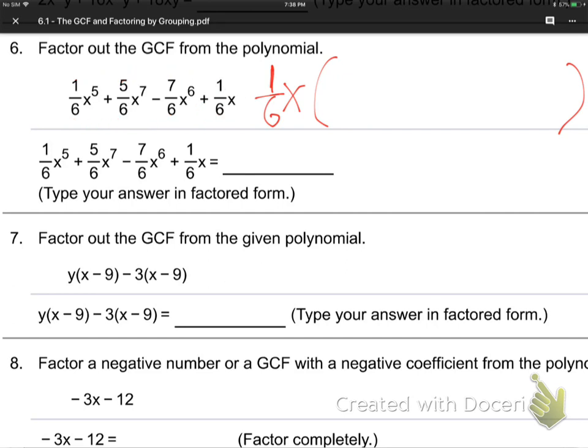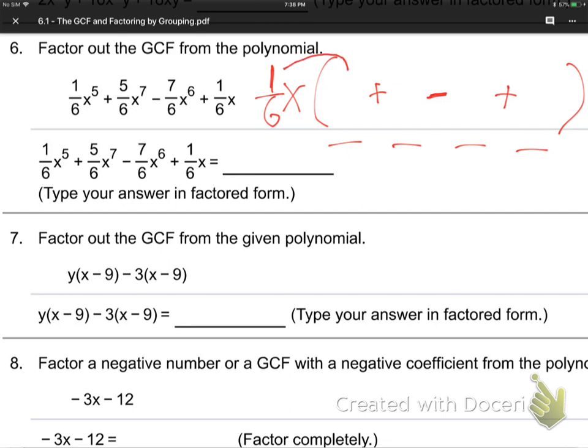Now what goes on the inside? 4 things. 1, 2, 3, 4. So a plus sign between the first 2, a minus sign between the next 2, and a plus sign between the last 2. All right, here we go. So just make it work.